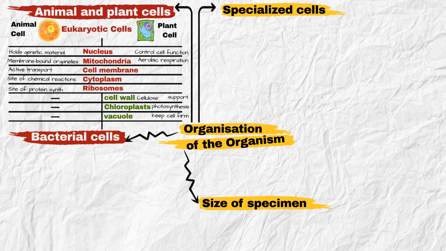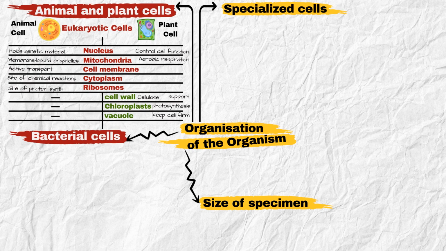Now let's move to topic 2, bacterial cells. This is another Paper 2 favorite, because examiners love testing how well you can compare bacterial cells to animal and plant cells, and whether you know their unique features. So here's the big idea.